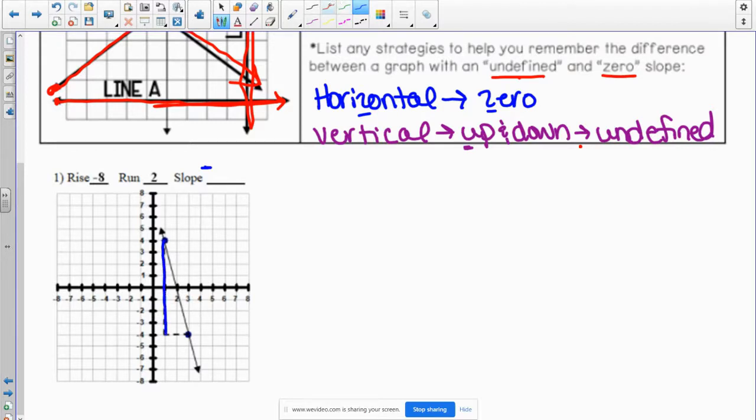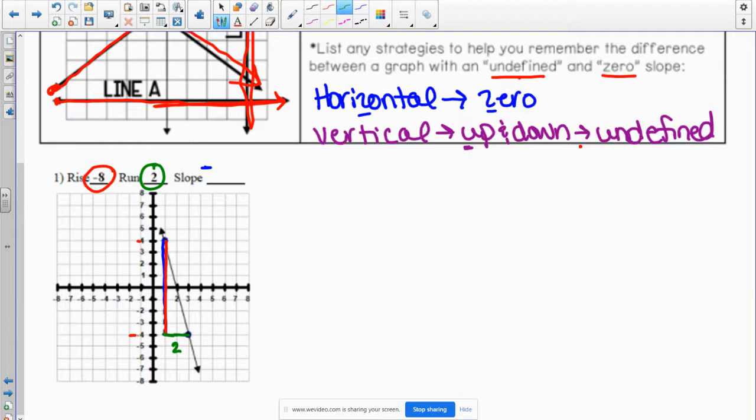You're just going to sit and count those. 1, 2, 3, 4, 5, 6, 7, 8. Or you can look off the side. If it starts at 4 and it went down to -4, that's a difference of 8. So notice that right here, the rise is negative because I went down. And then your run is always to the right, so it's always positive. In this case, you run 1, 2. So that's why there's a 2 here.